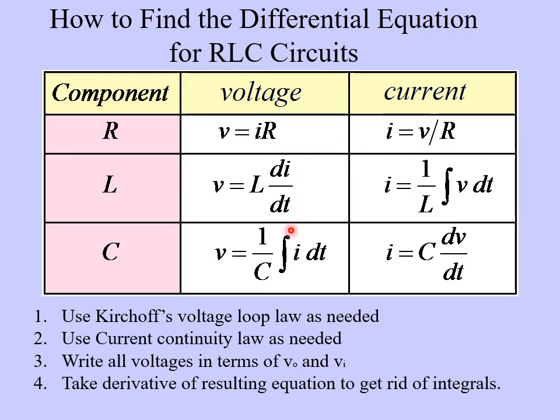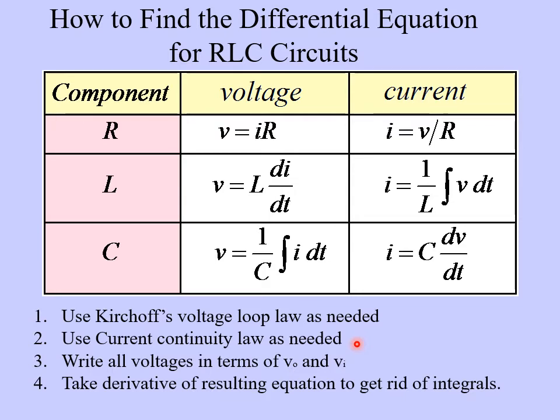So with this table here, given an RLC circuit, you can use Kirchhoff's voltage loop law as needed, which basically says that all the voltages going around a loop have to zero out. You can also use Kirchhoff's current law, or current continuity as it's sometimes called, as needed. In other words, current is conserved. Whatever flows into a junction has to flow out. These are just basic circuit rules that you learned in, again, your physics or electronics class.